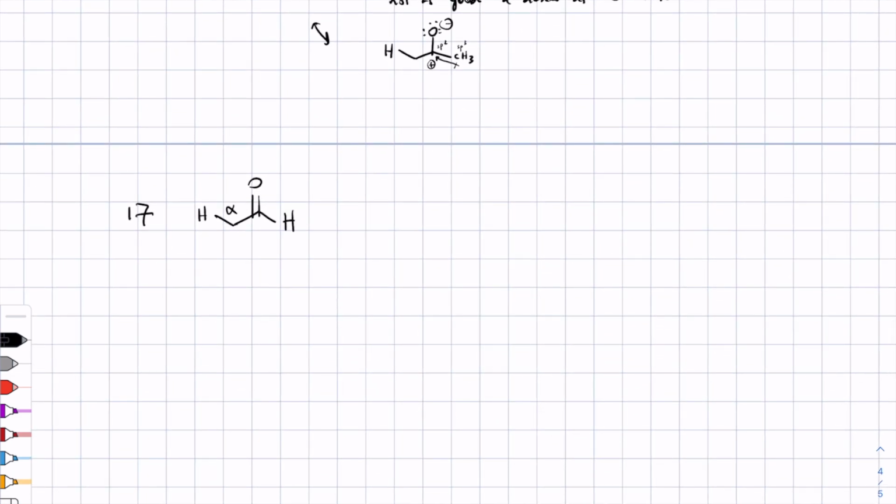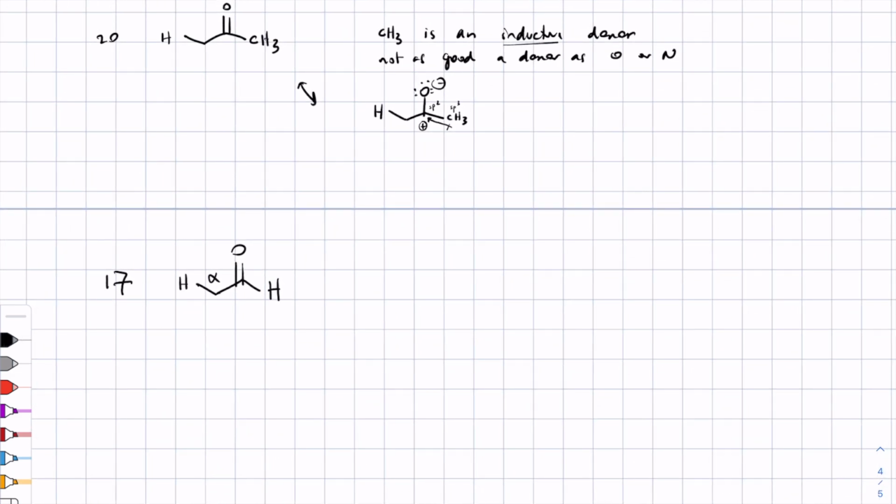The carbonyl carbon doesn't have as many sp3 hybridized carbons attached to it in the aldehyde versus the ketone. So the aldehyde carbonyl carbon is more electron poor than the ketone, and therefore the alpha proton is correspondingly more acidic.